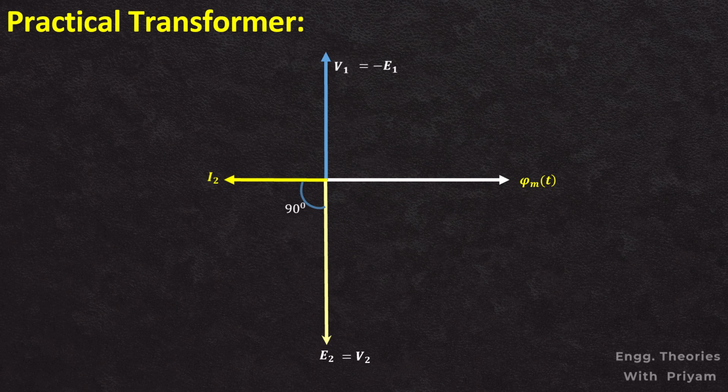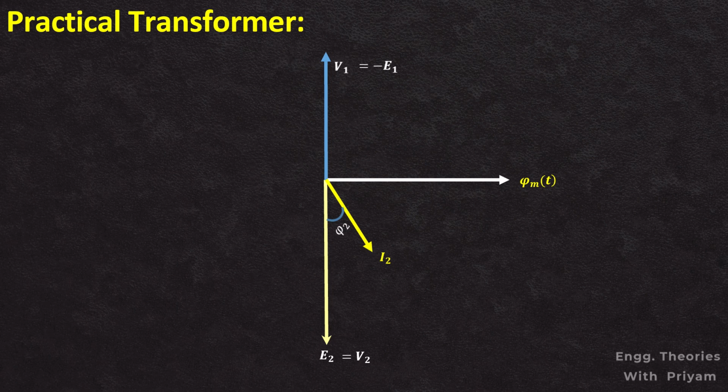For a resistive inductive or RL load, the secondary current I2 lags behind the induced voltage E2 by an angle of phi 2, where phi 2 lies between 0 and 90 degrees. For a capacitive resistive or RC load, the secondary current I2 leads the induced voltage E2 by an angle of phi 2, where phi 2 lies between 0 and 90 degrees.